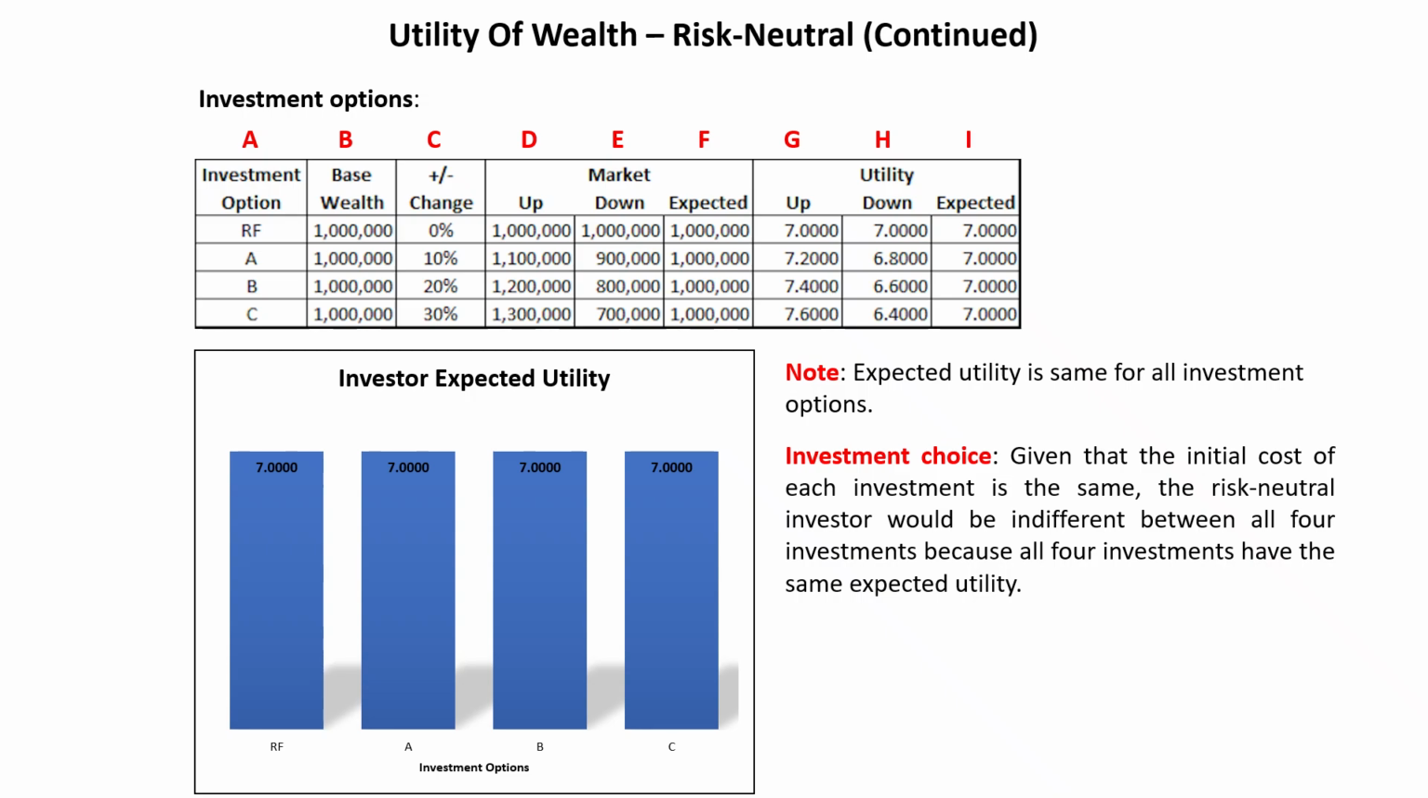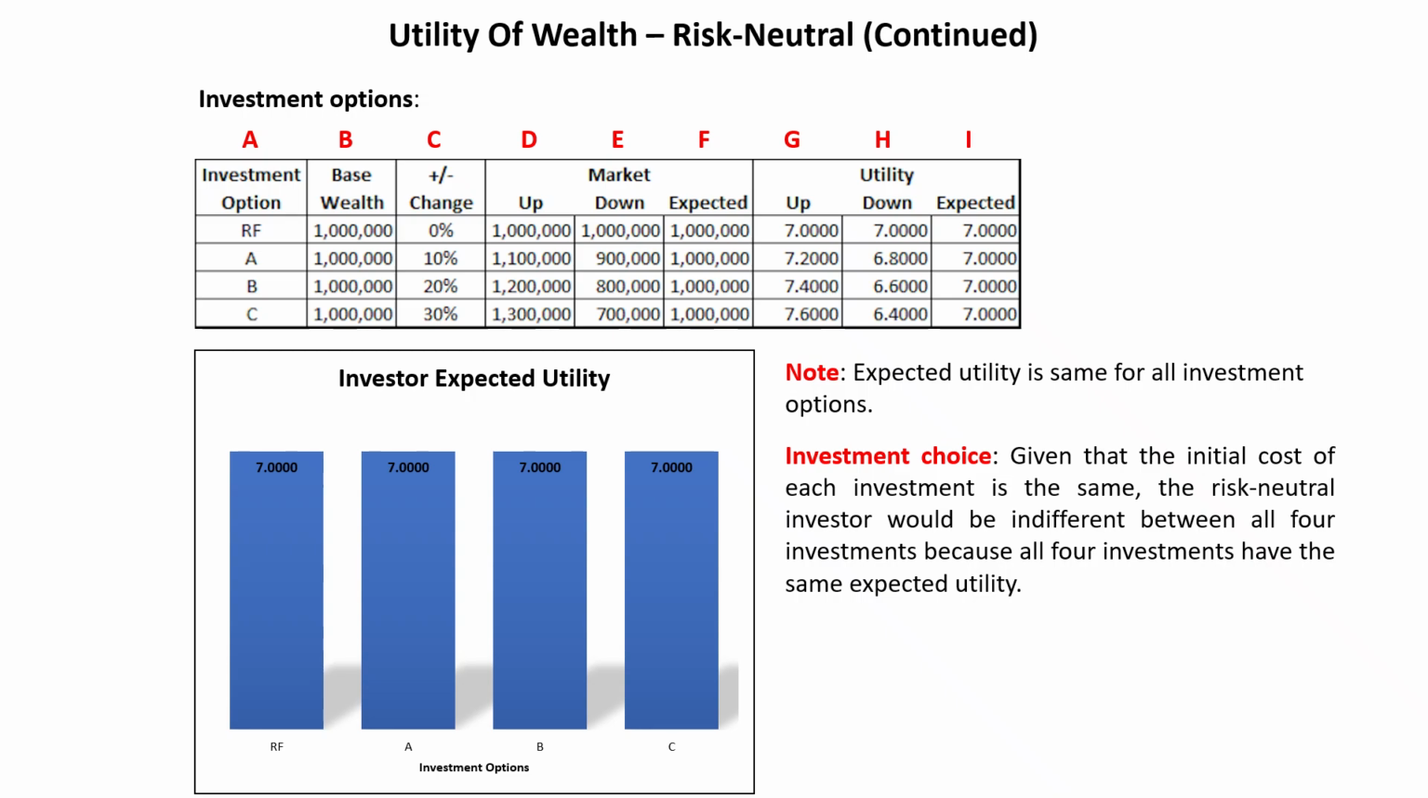Now the next block there is my market outcomes. Column D is my payoff or my ending wealth, given that the market goes up. So we see that increases from $1 million all the way up to $1.3 million, depending on dispersion. And in column E, this is my wealth given that the market goes down. It starts out at $1 million for my risk-free investment and decreases to $700,000 for my investment C.